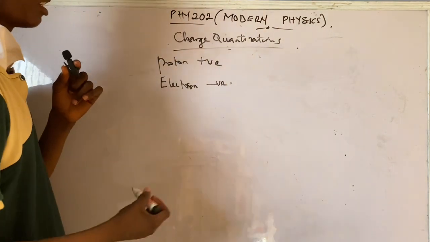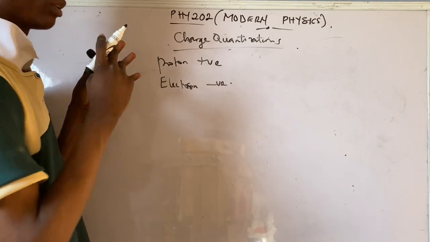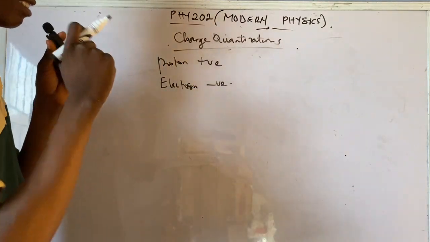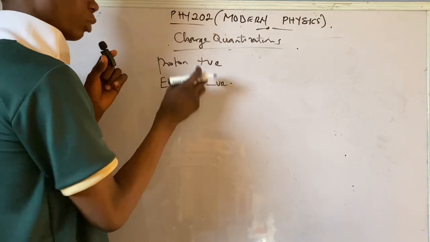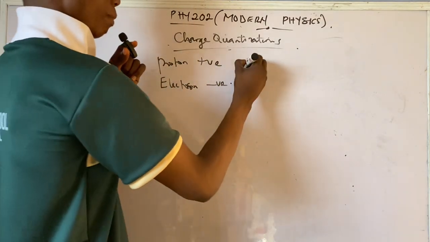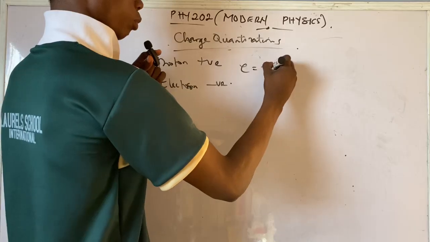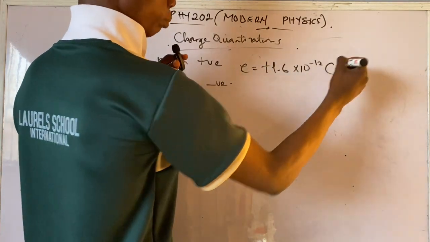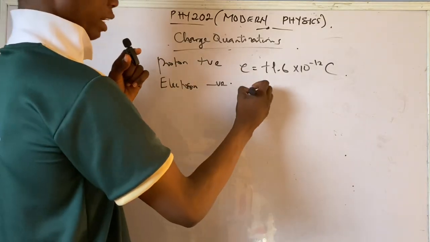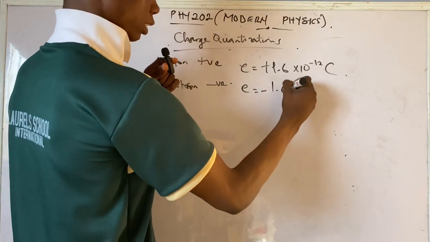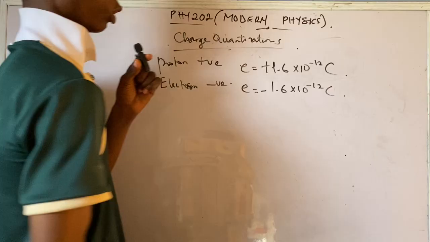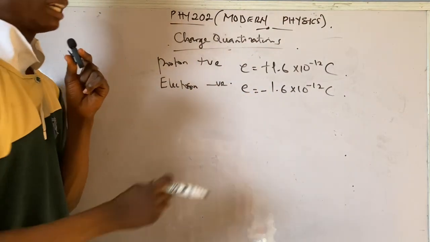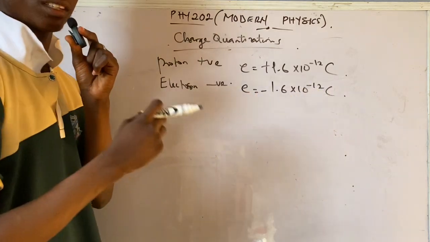So charge quantization is a principle that explains that the smallest charge that could ever exist in the universe is the charge of a proton or the charge of an electron, with the magnitude for a proton E equals plus 1.6 times 10 raised to the power of minus 12 coulombs. And for electron, E equals minus 1.6 times 10 raised to the power of minus 12 coulombs. Plus is for proton, minus is for electron. This is the smallest charge that could exist in the universe.